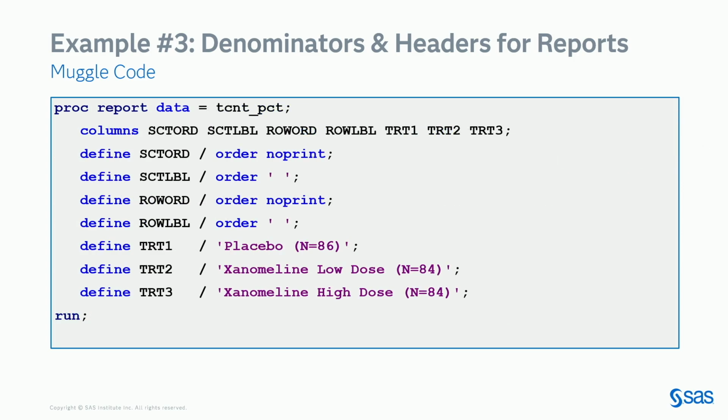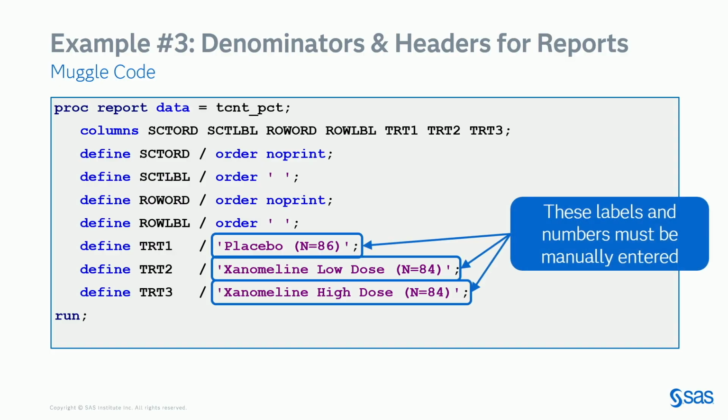But here's the proc report, and the important thing to notice here is we've hard-coded in those N values. Right? This is the Muggle approach. We had to compute them, and then we had to hard-code them into the headers, the titles for those columns. And that's what we want to get away from, because this means every time I get a new data cut, I got to go figure out again what those N values are and then update my proc report code so that they will be correct.